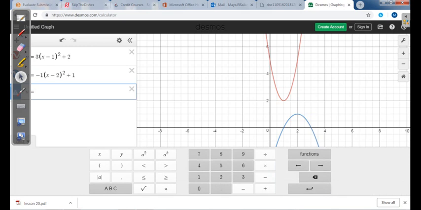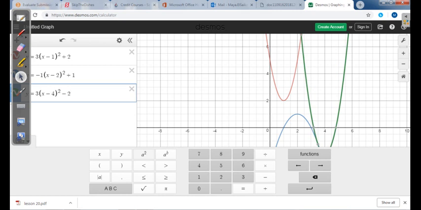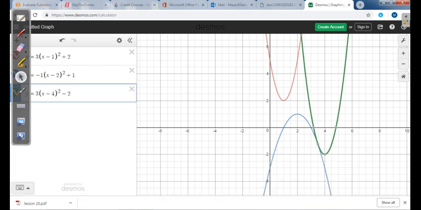Y equals 3 bracket x minus 4 bracket squared, minus 2. Okay, and then where is the vertex for this one? 4 and negative 2. All right. Now, let's look at the equation, and let's look at the vertex, and let's look at what kind of relation I have there. Where is the vertex coming from?